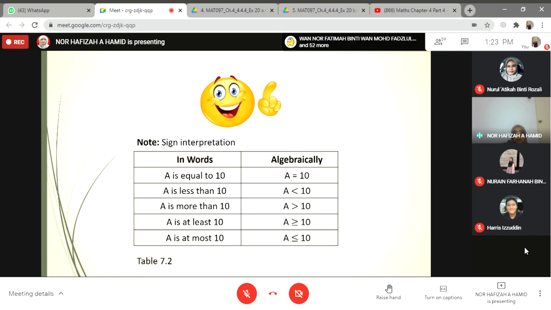So this is the symbol for equal, this one is the symbol for less than, this is for greater than, and number 4 is the symbol for at least. So if A is at least 10, then A is greater than or equal to 10. If A is at most 10, then A must be less than or equal to 10. So you can take note of these two, because students make mistakes on these two. For less than and more than, I think you can manage. It's just at least and at most, so don't mix them up. So this is for the interpretation.